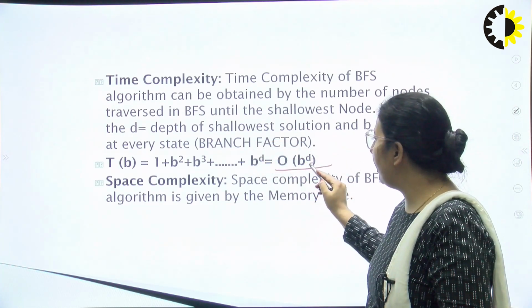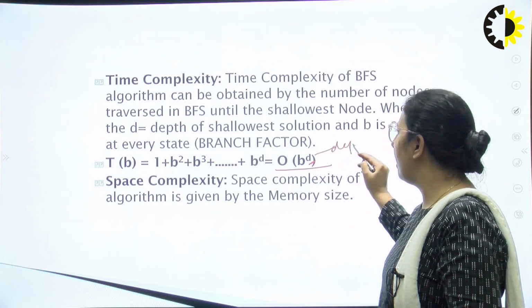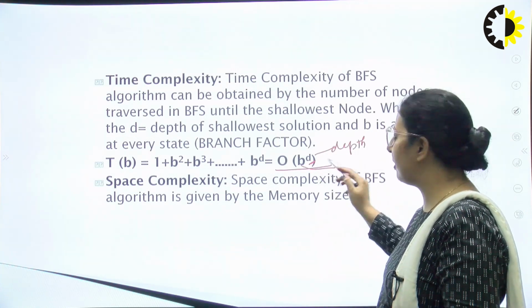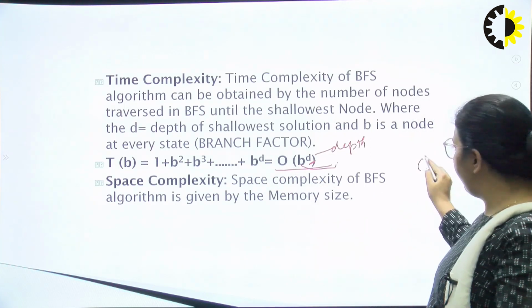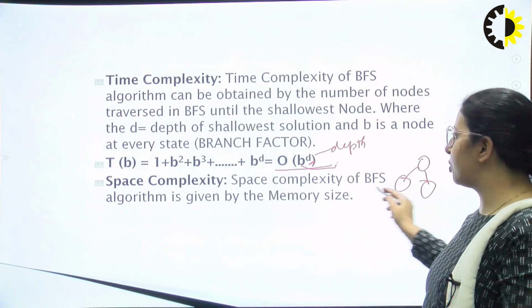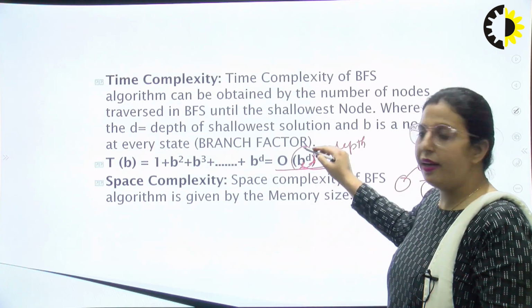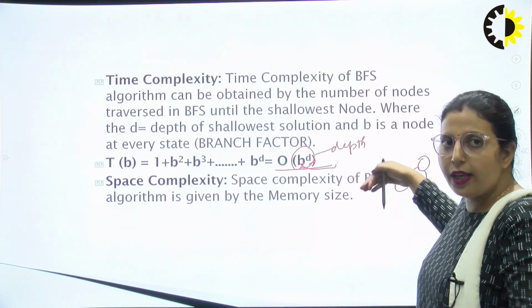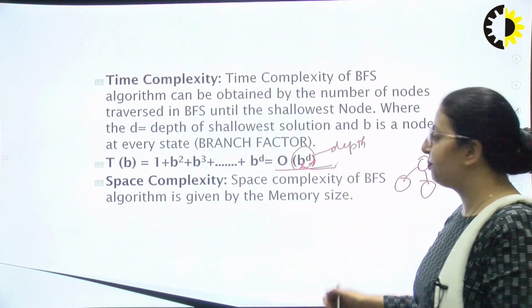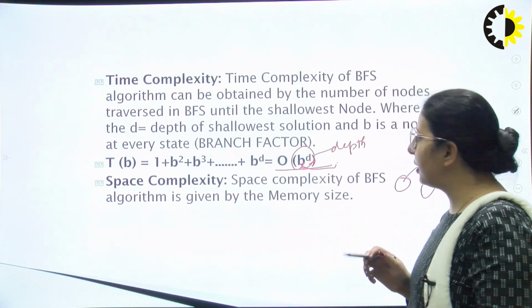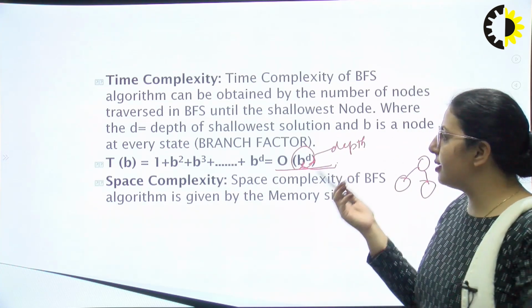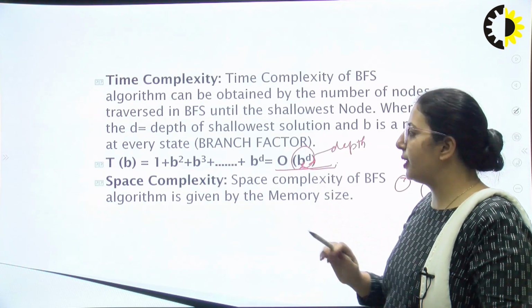This is the time complexity of BFS. This d is the depth and b is the branching factor. How many branches? Like here there are 2 branches, so b is the branching factor and d is the depth at which that particular node is. So this is the time complexity. Space complexity is the same as the time complexity.